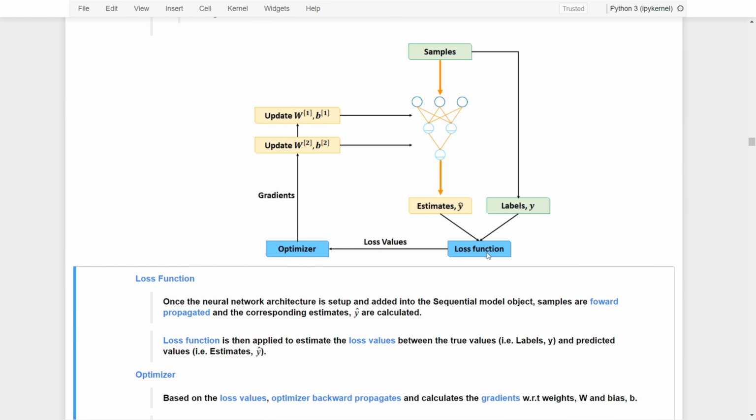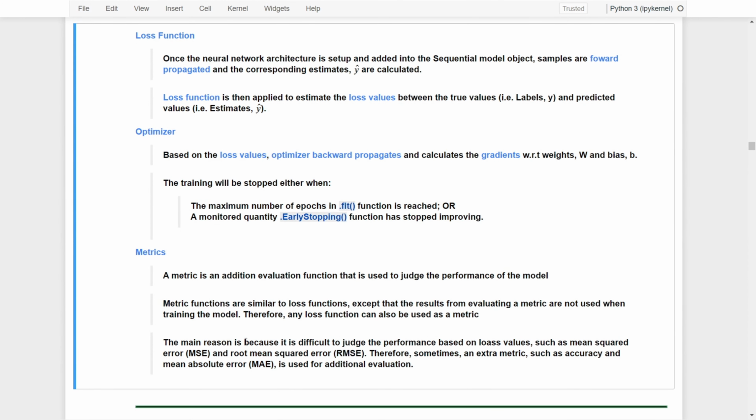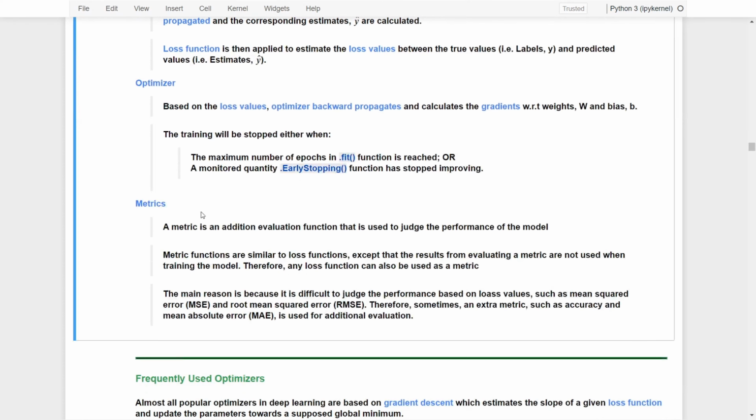In this diagram, the loss function helps us do the forward propagation, and the optimizer helps us do the backward propagation and continue to improve the training. The main reason for having metrics is that it is very difficult to judge performance based on the loss value. Therefore, we want another function to help us understand how good or how bad our models are performing. Sometimes extra metrics such as accuracy or mean absolute error are used for additional evaluation.